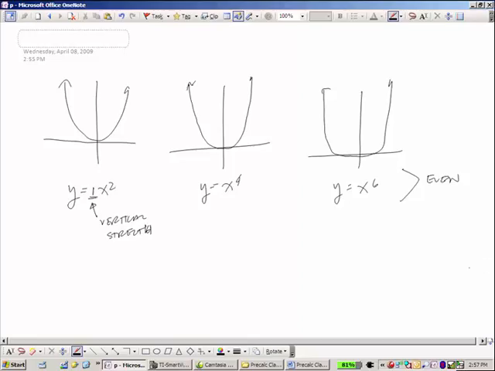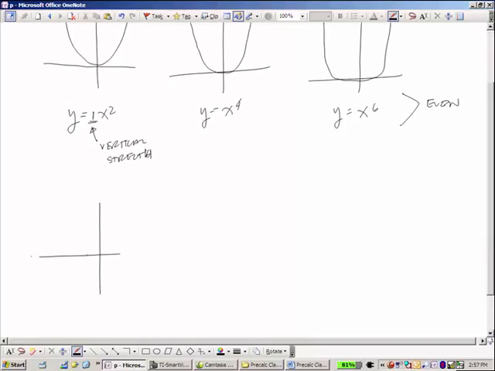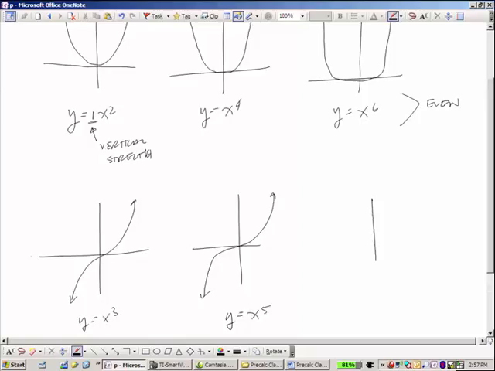All right. We could also take a look at functions like x cubed or x to the fifth. So this is y equals x cubed. That's another power function. Y equals x to the fifth. Or y equals x to the seventh. And we call these odd functions because they're symmetric with respect to the origin. So far, so good?